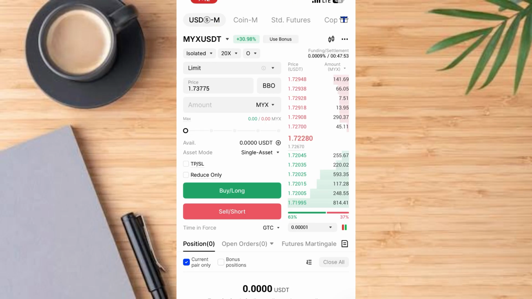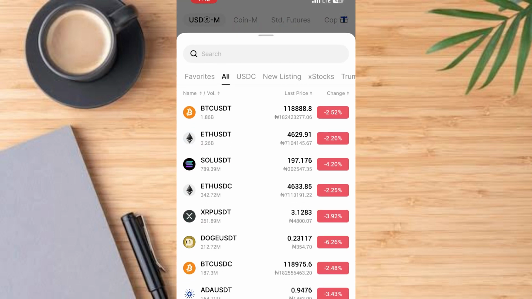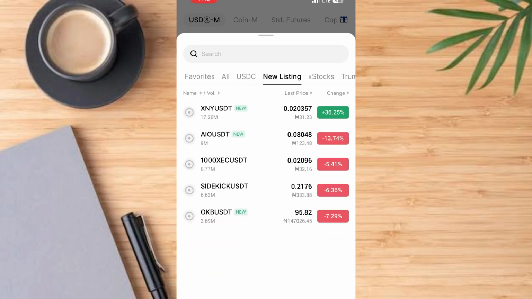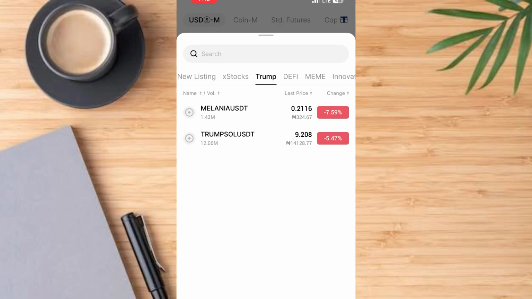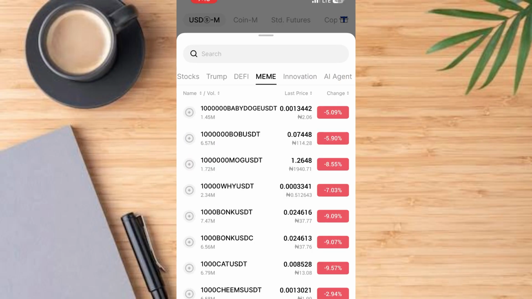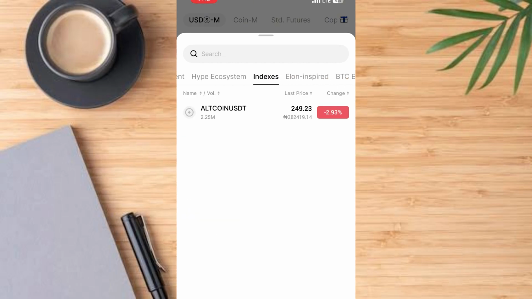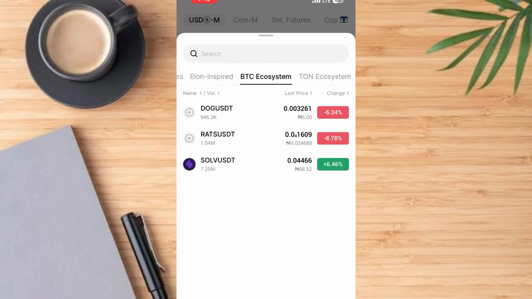The first thing you have to do here, guys, is to select your trading pair. Here we have MYX/USDT. So tap on that little arrow. You have different tokens here that you can trade. Currently, guys, the market is down a bit. BTC is around 118,000. So here you have different options. Here you have all, you have USDT, you have new listing, you have Xstock, you have Trump, you have DeFi, you have meme coin, you have innovation, you have AI project, you have HYPE, you have index, you have so many coins that you can trade here.